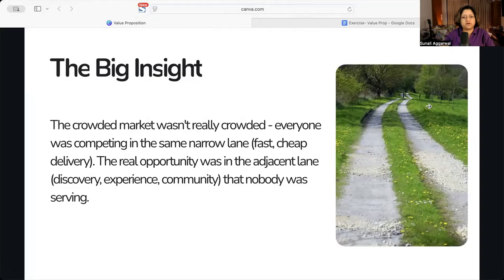The crowded market wasn't really crowded. Everyone was competing in the same narrow lane, fast, cheap delivery, right? And you can see this is happening in quick commerce also. It's all about fast and cheap delivery. And there's a real opportunity there also. If somebody comes up with a better value proposition, there's a great opportunity, because they have proven that the market size is big enough.